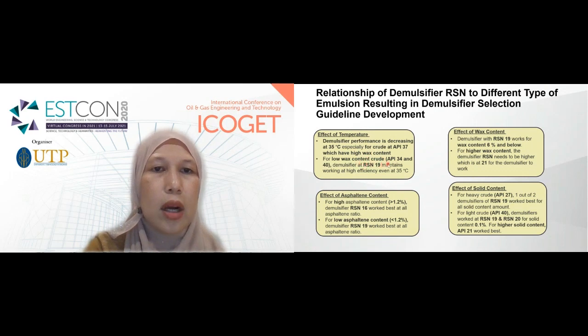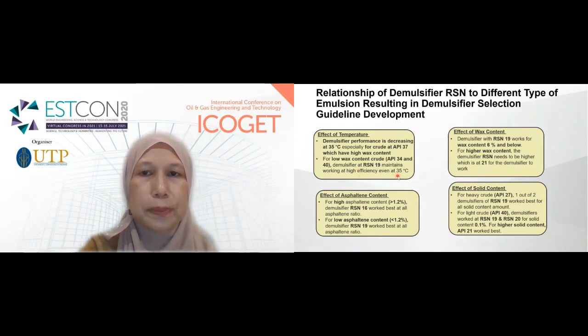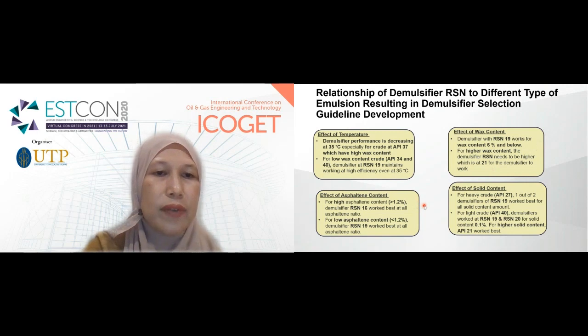For low wax content of API 34 and API 40 crude, demulsifier RSN still maintains working at high efficiency even at lower temperature. Now is the effect of wax content. We have found out that demulsifier with RSN 19 works for wax content 6% and below, but for higher wax content, the demulsifier needs higher RSN to work, which is RSN 21. On the effect of asphaltene content, we have found out that for high asphaltene content condition, which is more than 1.2%, demulsifier RSN work the best, but for low asphaltene content of less than 1.2%, demulsifier RSN work the best.